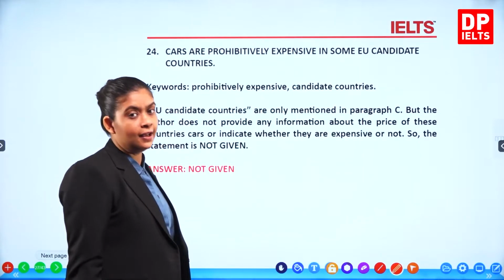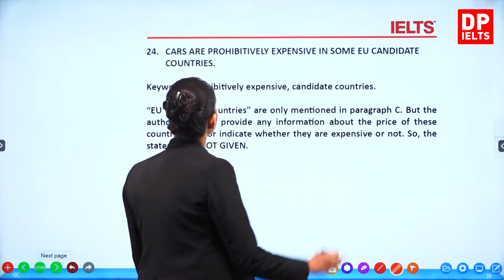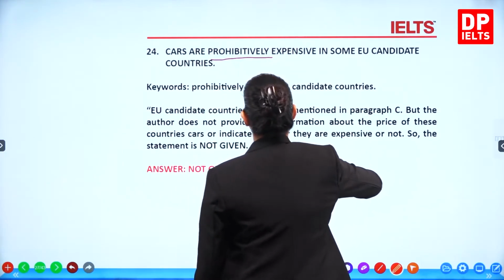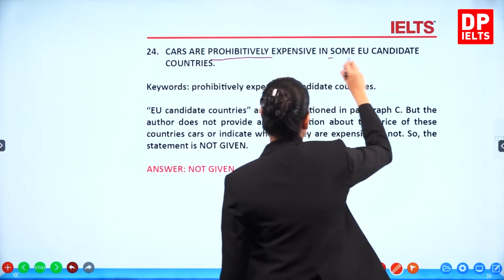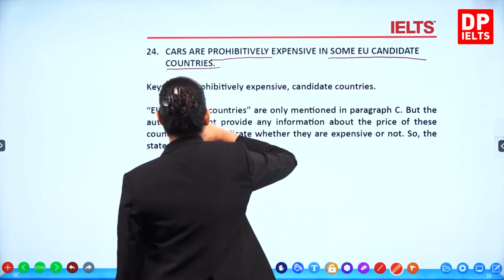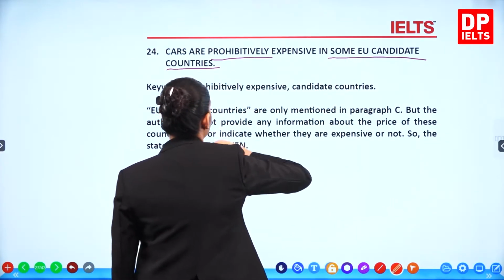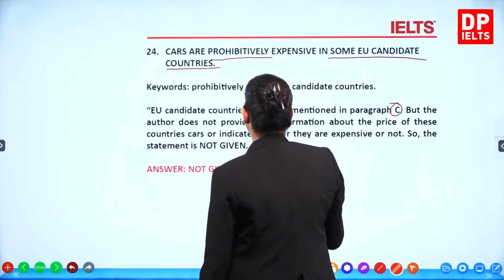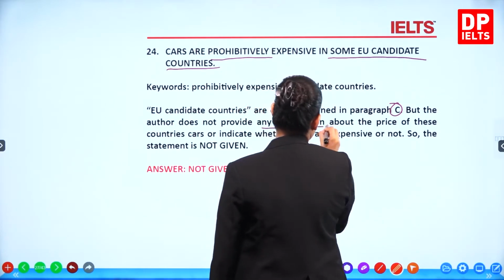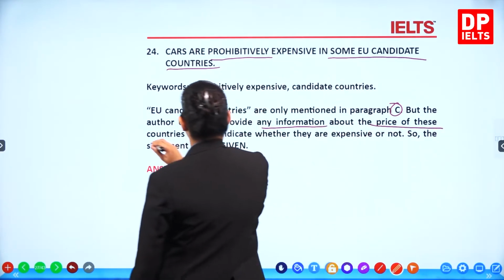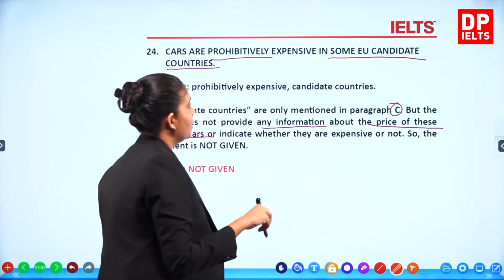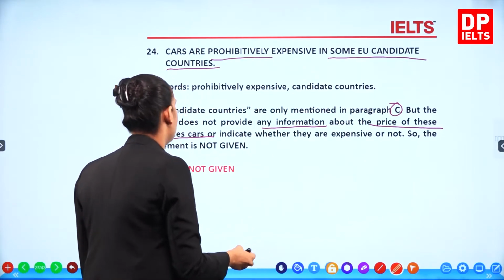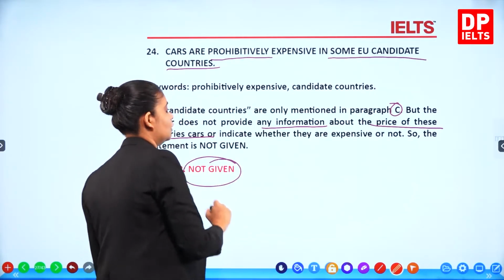Question number 24. Cars are prohibitively expensive in some EU candidate countries. EU candidate countries are only mentioned in para C, but the author does not provide any information about the prices of these countries' cars, right? So I don't know if it is expensive or not because they don't give us the price. So answer is not given.